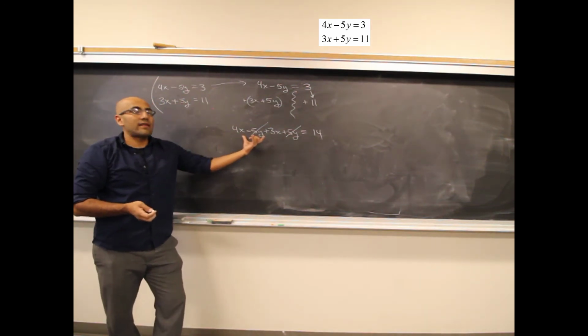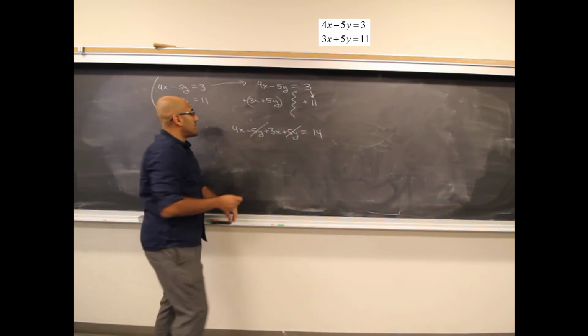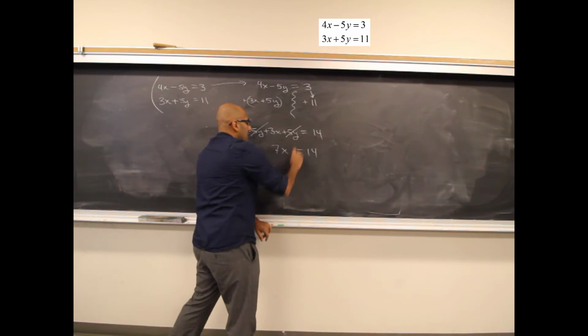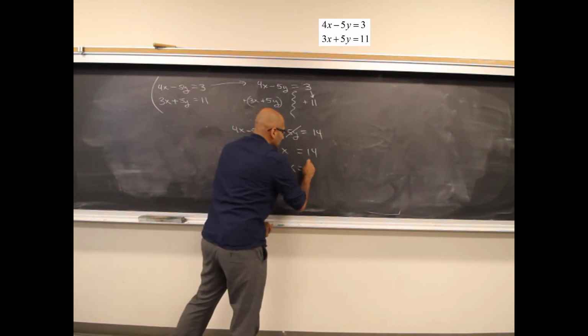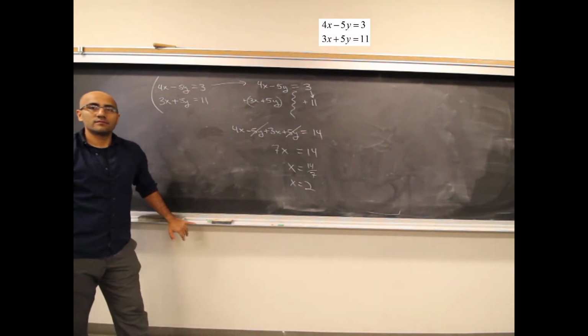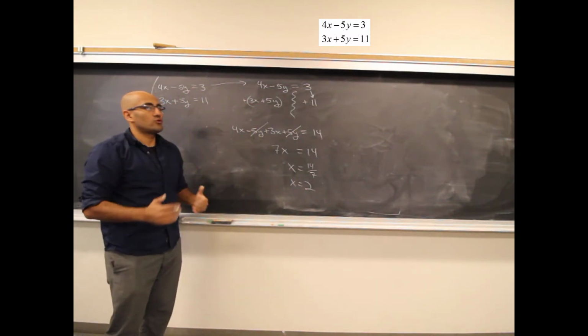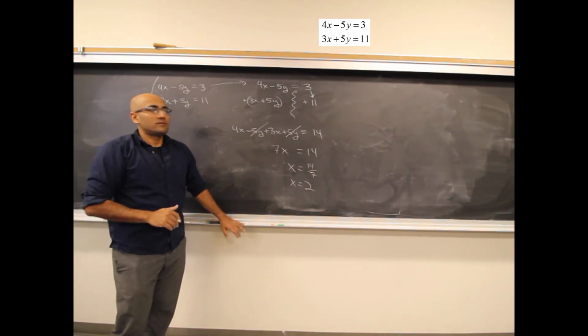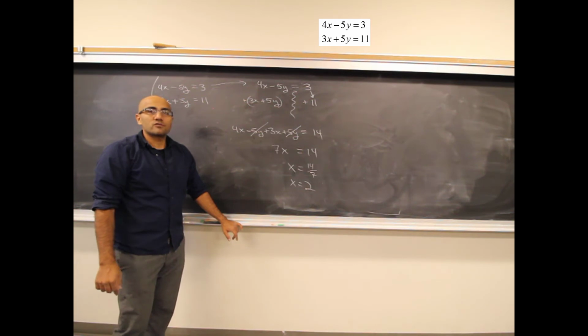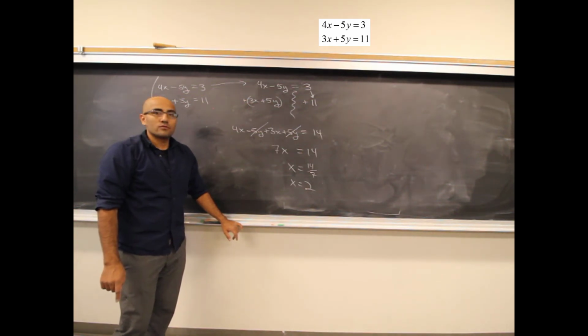Okay, and then what I have left is 4x and 3x, so that gives me 7x equals 14. Divide both sides by 7, I get x equals 14 divided by 7, or x equals 2. Okay? Take a second, absorb it. Deep breaths. What do you think? Questions? No?